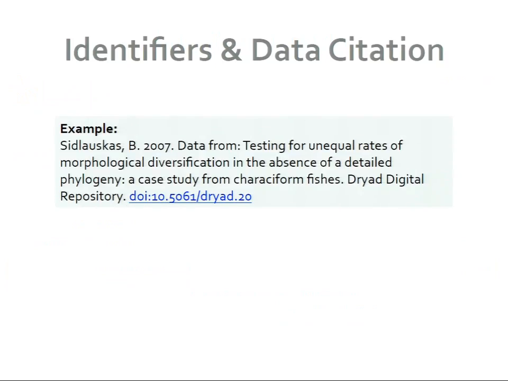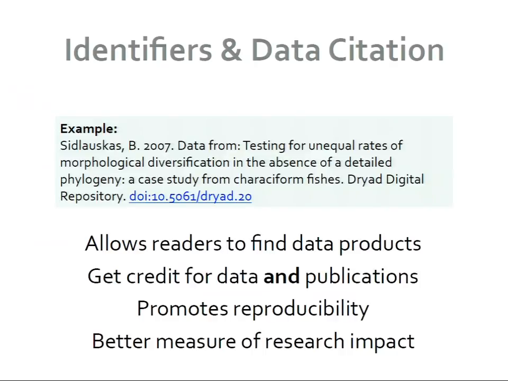And of course, all of this has to do with data citation. So that's what we're really talking about here. And I always tell researchers, a data citation looks just like a paper citation. I'd love to see data in the references, in the works cited at the end of these journal articles that they're already writing. It's something that's very familiar to them. Generally, this data citation idea allows readers to find the data products, get the credit, promote reproducibility, and in general it is a better measure of research impact. I spend a lot more time collecting data than writing papers, and so I'd love to get credit for all those data sets that I generated.